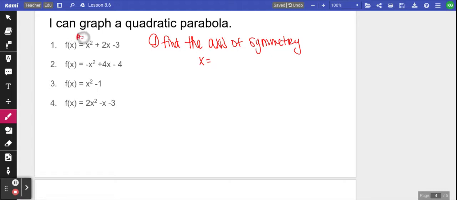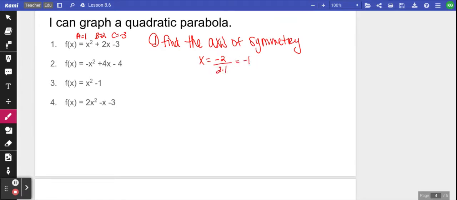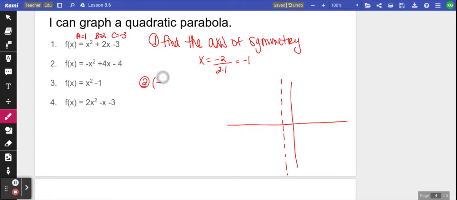So in this case, a is 1, b is 2, c is negative 3. So the opposite of b over 2 times a would give us negative 1. So that's going to start our graph of this quadratic. We're going to go over to negative 1 on the x-axis and draw the axis of symmetry. Now, we know that the vertex has to land somewhere on that axis of symmetry, and we talked about in the last lesson how the vertex and the axis of symmetry have the same x-coordinate. So we know that the vertex will be found when x is negative 1.